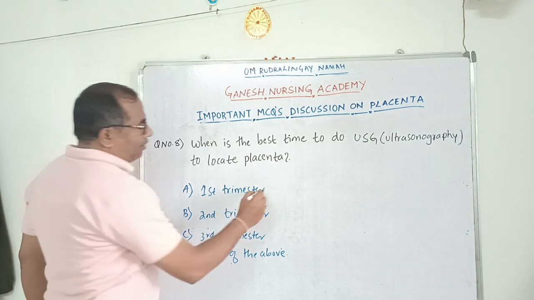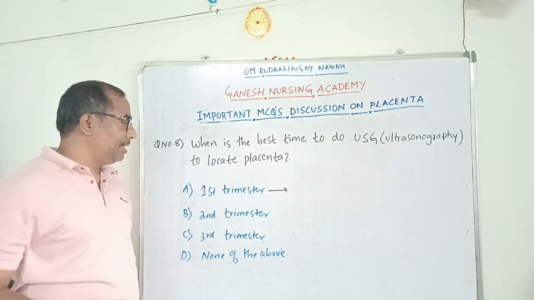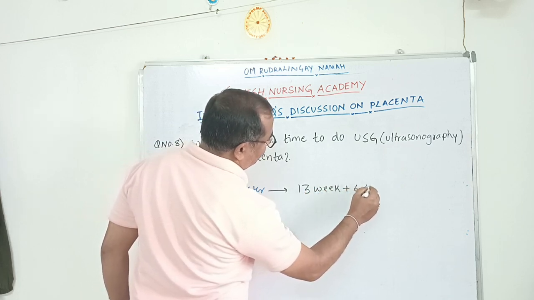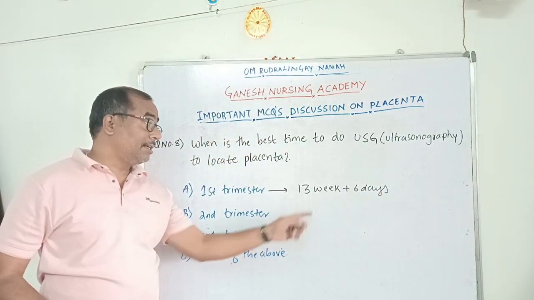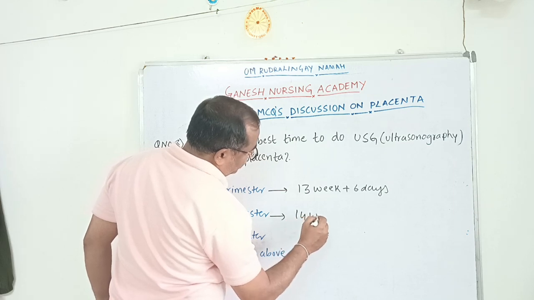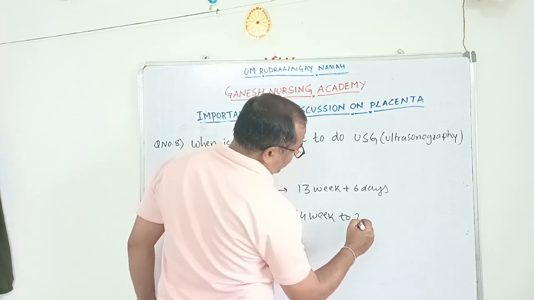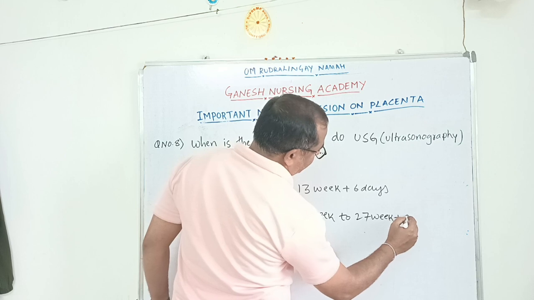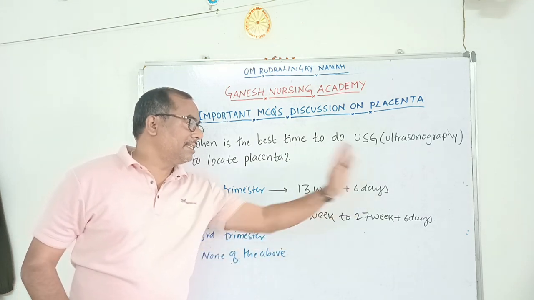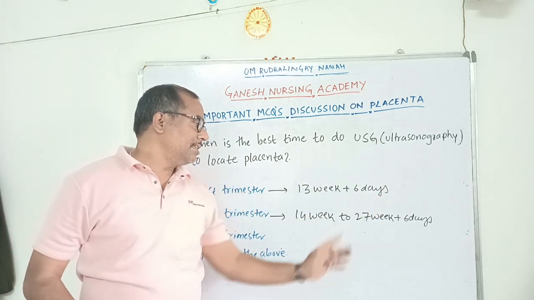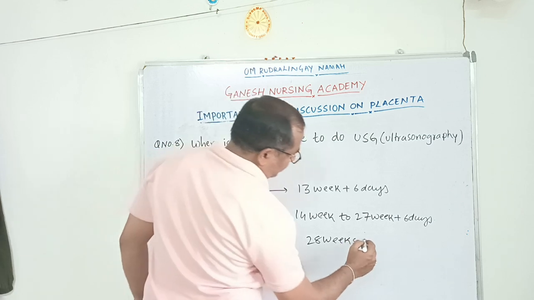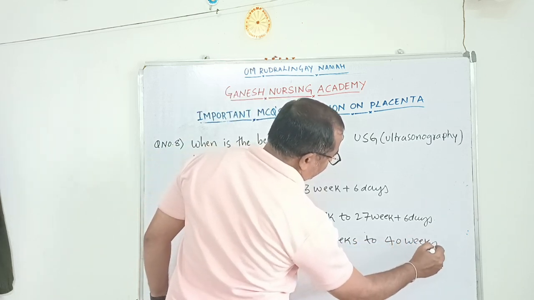What is the duration of the first trimester? The first 13 weeks and 6 days of pregnancy is known as the first trimester. The second trimester begins from 14 weeks to 27 weeks 6 days. And the third trimester begins from 28 weeks to 40 weeks.